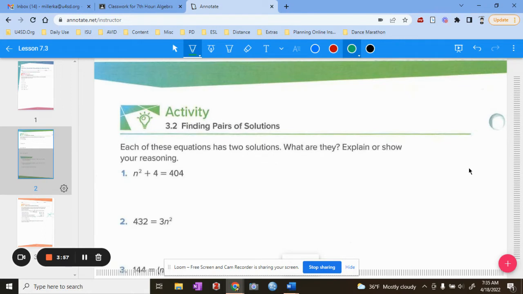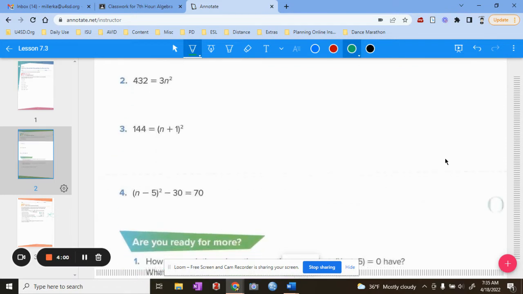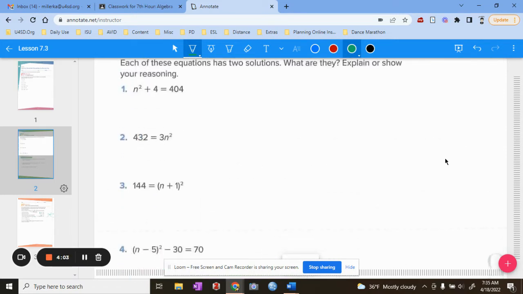So we have multiple equations here. Each of them have two solutions. So let's reason through this. N squared plus 4 equals 404. So I might start thinking about, how can I isolate my variable? What can I do to both sides? Well, I've got this plus 4. So let's get to work by subtracting 4 from both sides. Let's apply those inverse operations. So now we have n squared equals 400.